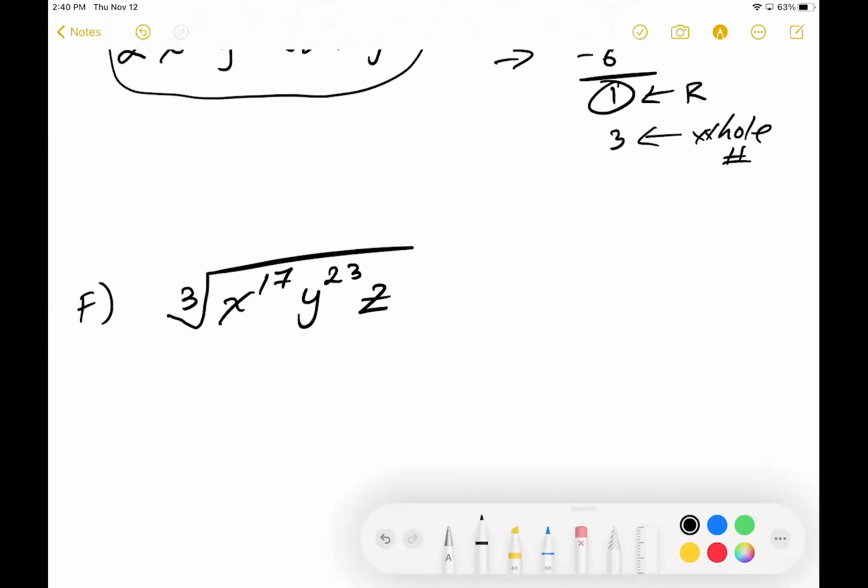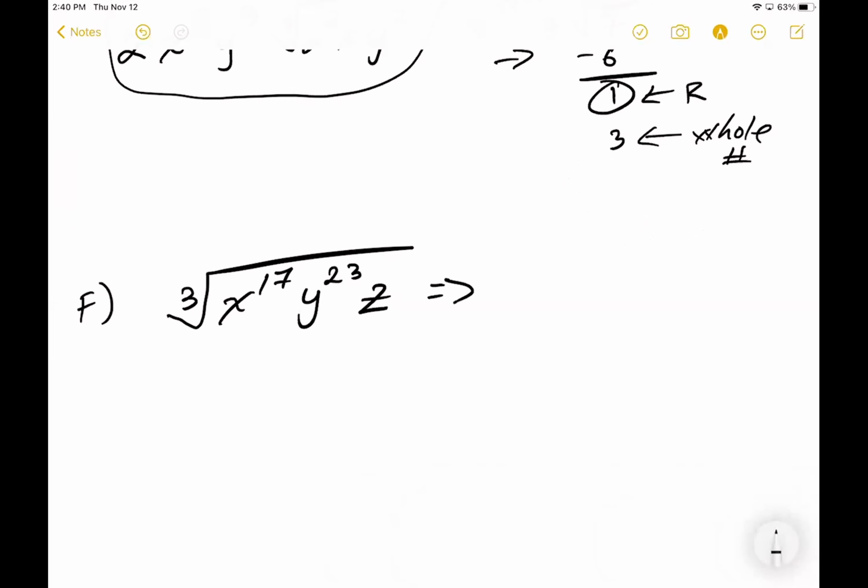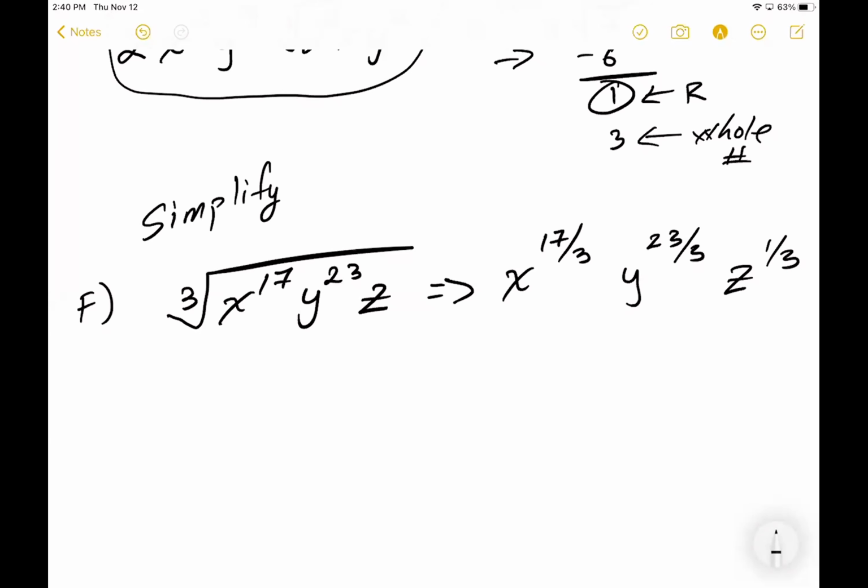If you see this item here, and if you convert to your exponential, what we have is x to the 17 divided by 3, y to the 23 divided by 3, and again z to the 1 divided by 3. So how do we simplify this item here? Well, to simplify this item, you ask yourself, how many x to what power can you bring to the outside? How do we know how many powers of x we can bring to the outside? Well, we need to take this item and actually divide it.